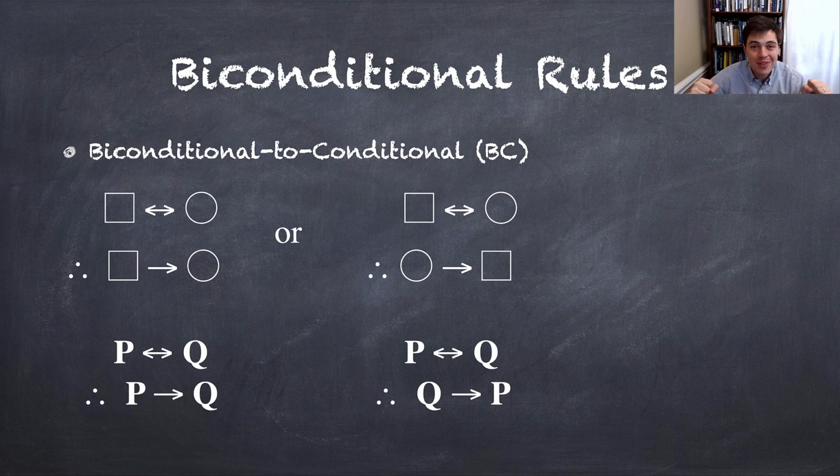Either one. You know that both of those conditionals are, so to speak, hidden within the biconditional, so all you're doing is just pulling one of the two out. And you have a choice here about which one to pull out. Note that you have to apply BC twice in order to pull both conditionals out. You can't do them both at once. So just keep that in mind.